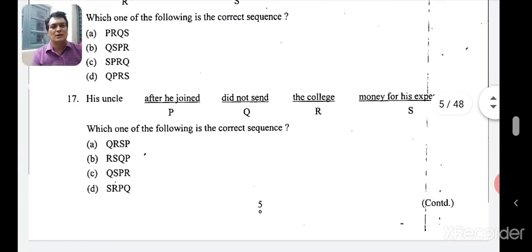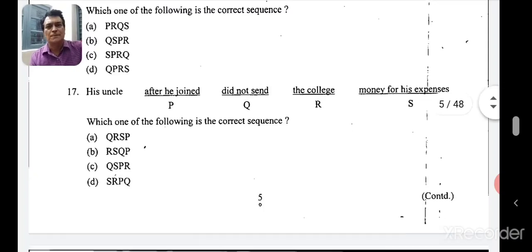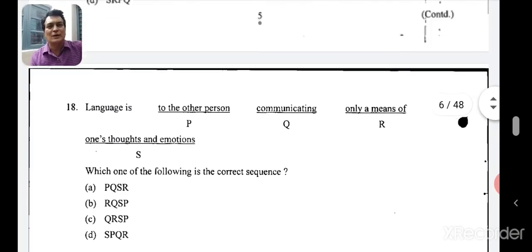His uncle, after he joined, did not send the college money for his expenses. His uncle did not send money for his expenses after he joined the college. So QSPR. So that answer is C there. Let's go to the 18th one.